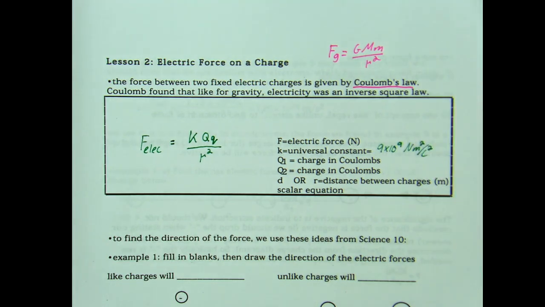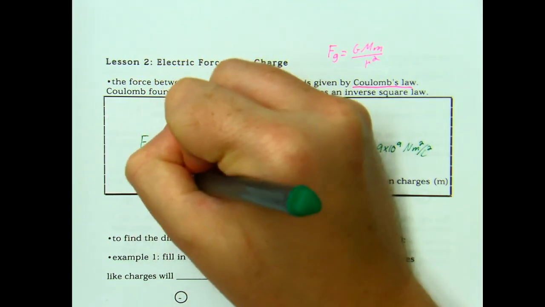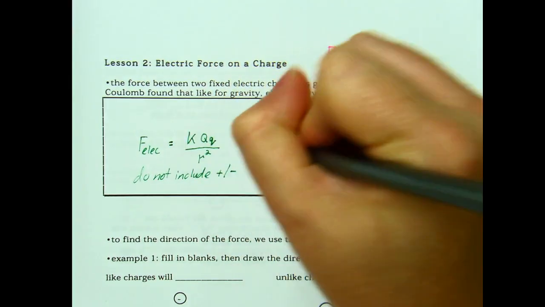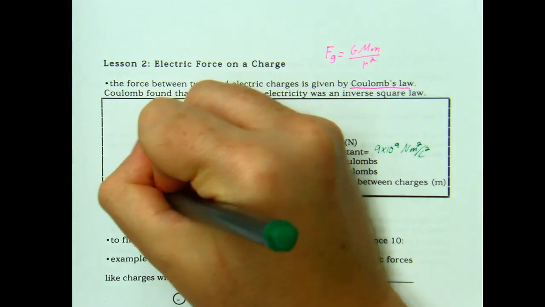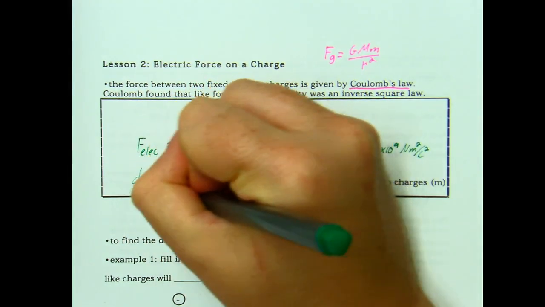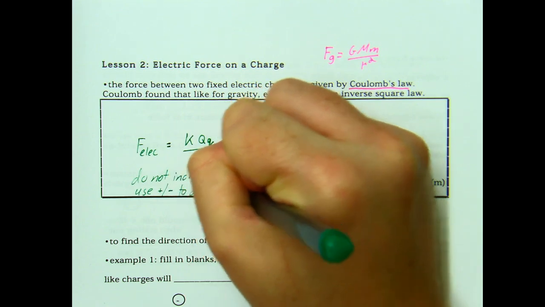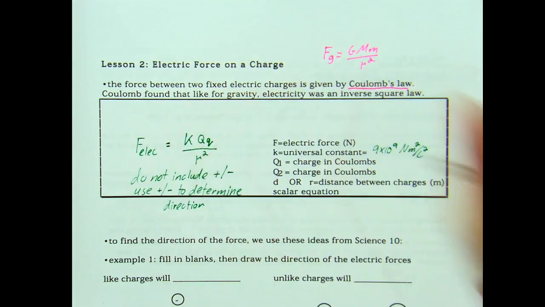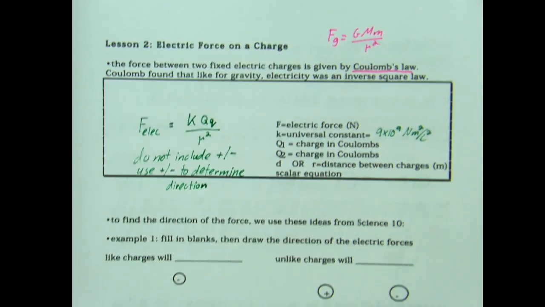One important thing to note is that we do not include positive or negative in the equation. We use positive and negative to determine direction, but otherwise, we leave them out of the equation. So let's do a couple examples.